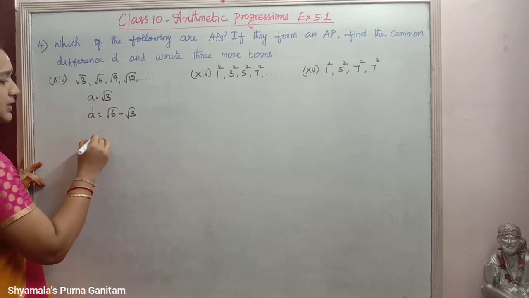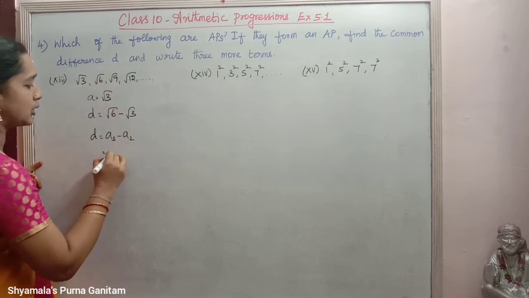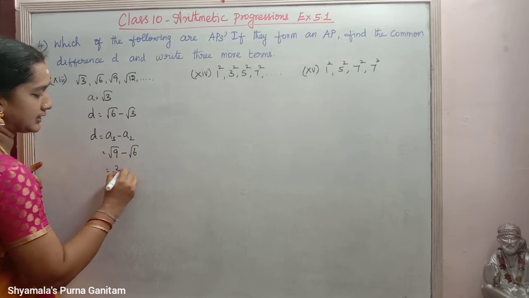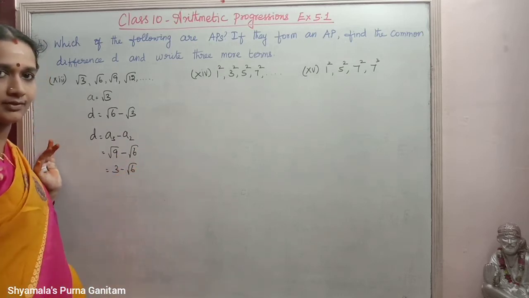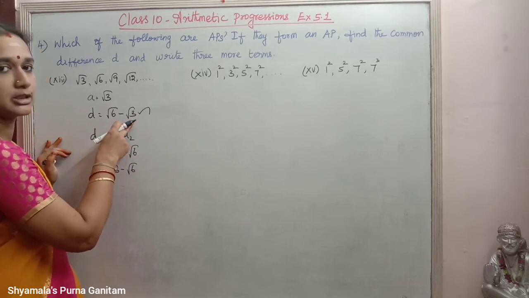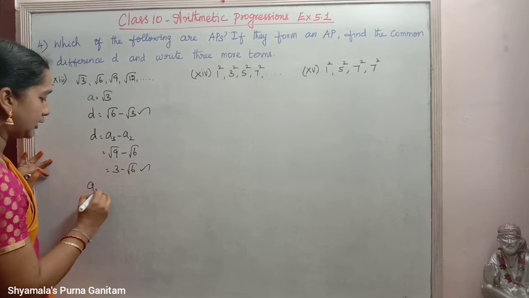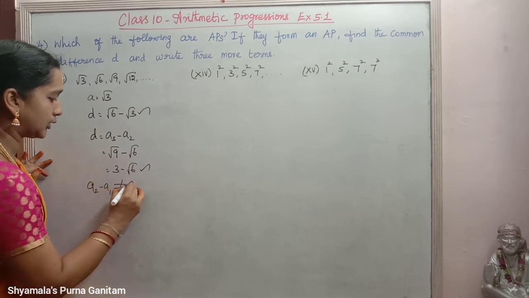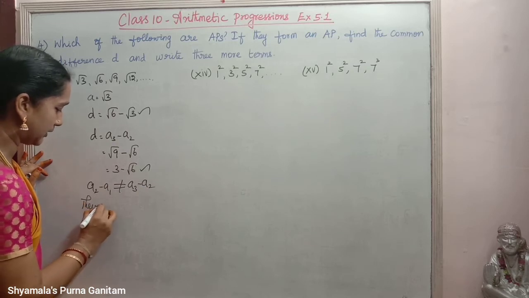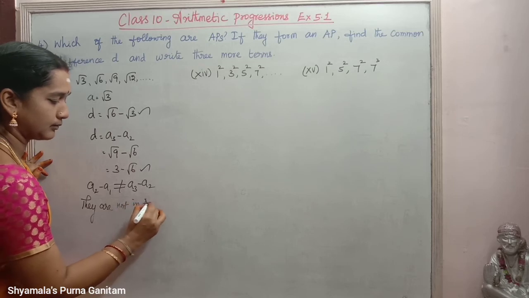Then the next difference is a3 minus a2. So a3 is root 9 minus root 6. Root 9 we can write as 3, but root 6 we cannot write anything. So here we are getting the first difference as root 6 minus root 3, and here we are getting 3 minus root 6. So a2 minus a1 is not equal to a3 minus a2. So they are not in AP.